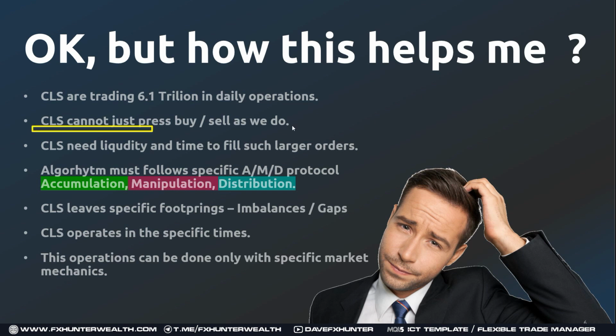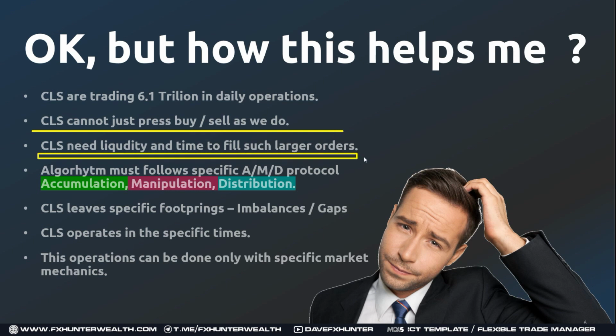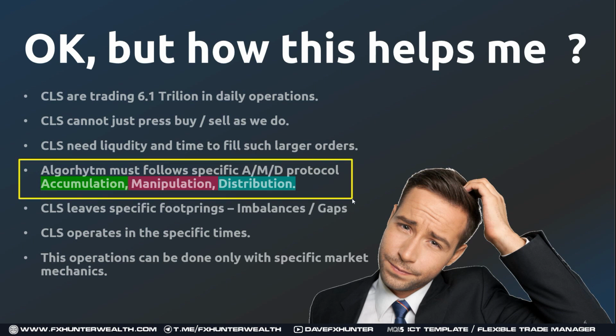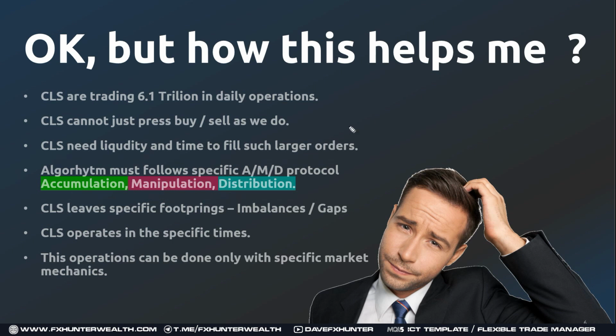So also we know with this volume they cannot just press buy and sell as we do in our platforms, right? They always need to find liquidity, and they need time to fill such orders, right? So that's why they are keeping the markets in the range for some time, right? Also, their algorithm must follow the specific AMD, accumulation, manipulation, distribution protocol, right? Why is that? Because, as I said, they simply cannot keep the market in the range and press sell with all this volume, right? They need to build their positions, right?